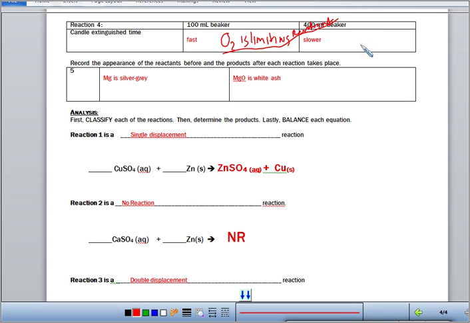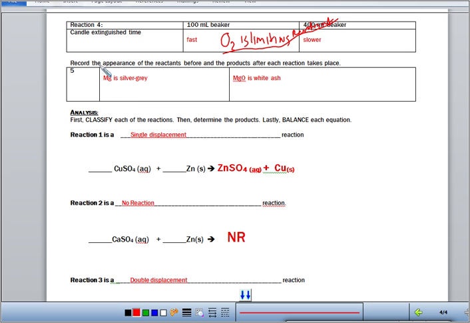Okay, so we ran out of the oxygen in the smaller container because oxygen's about 20% of the atmosphere, and theoretically 20% of the 100 milliliters, about 20 milliliters, was oxygen in the 100 milliliter beaker. In the 400 milliliter beaker, how many milliliters was oxygen? 80. Okay, so we had 4 times more oxygen in the large beaker than we did the small beaker, and the burnout time should have been about 4 times greater.